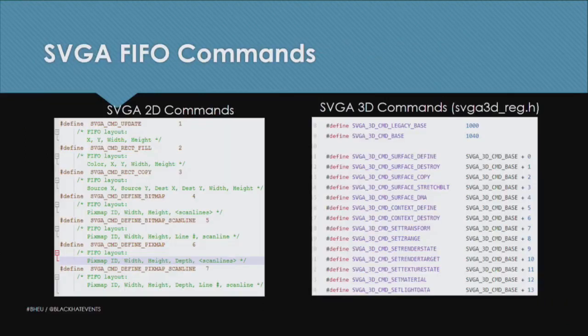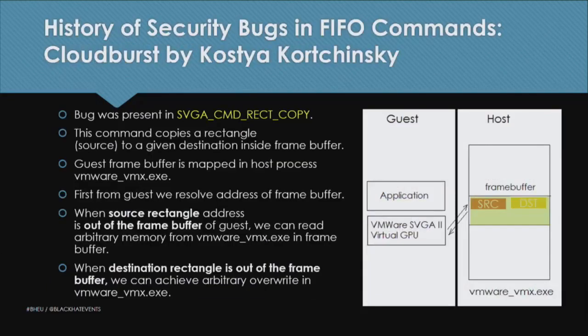So here are some examples of 2D commands and 3D commands. For very obvious reasons, since the 3D commands are used to do more complex graphics work, the 3D command handlers are more complex than the 2D commands. So now if we look at some of the history of the bugs in this FIFO command handling, we'll definitely have to mention the bug that was named Cloud Burst.